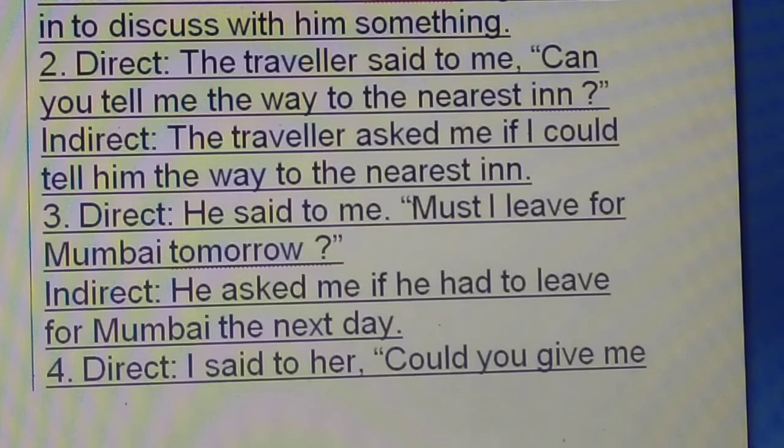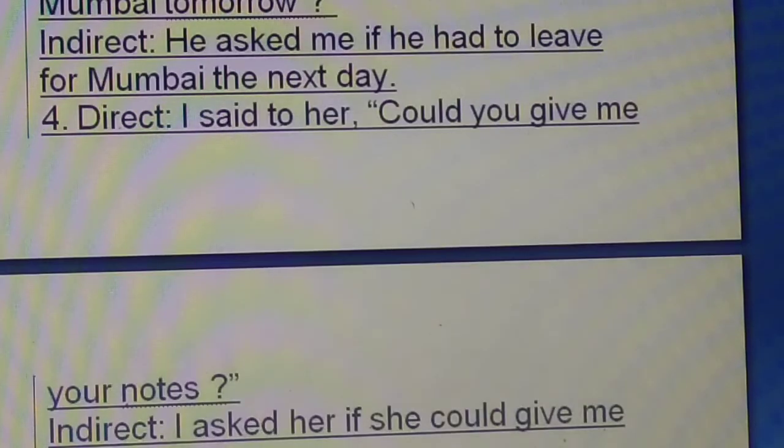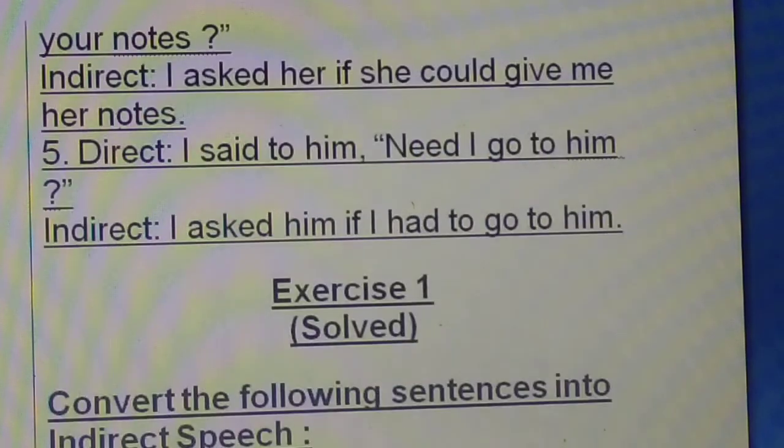He said to me, "Must I leave for Mumbai tomorrow?" He asked me if he had to leave for Mumbai the next day. I said to her, "Could you give me your notes?" I asked her if she could give me her notes. I said to him, "Need I go to him?" I asked him if I had to go to him.